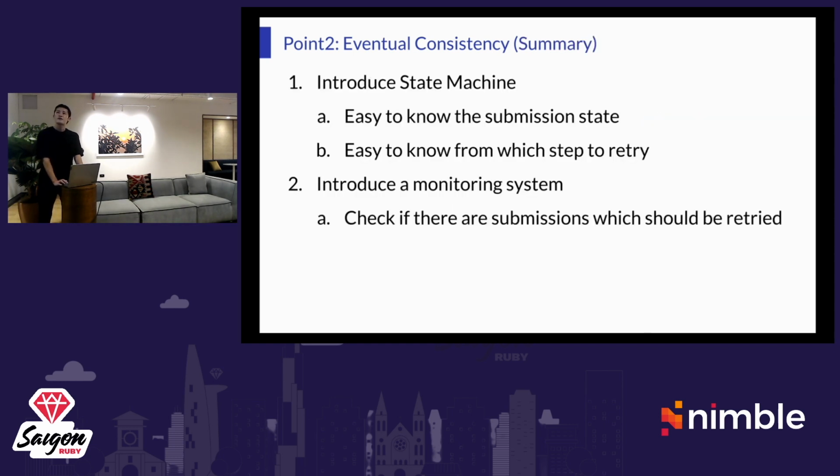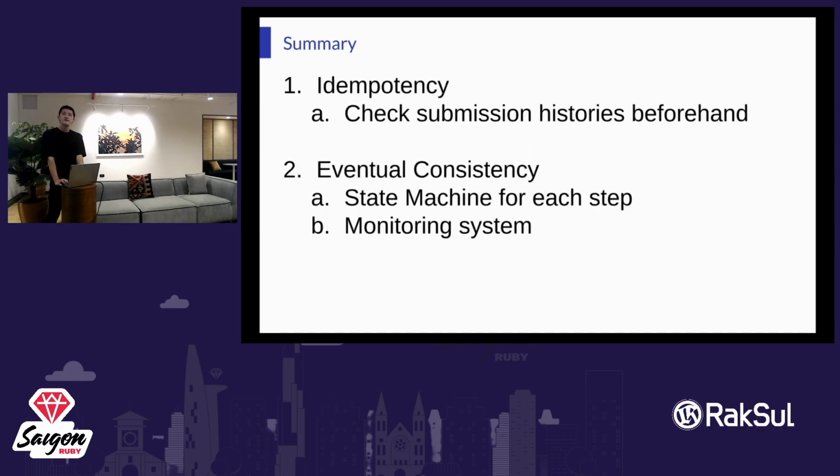So for the summary of point 2, eventual consistency: we introduced a state machine, and it's easy to know the submission state and from which step to retry. We also introduced a monitoring system, which checks if there are submissions which should be retried. For the summary of this presentation, to make it idempotent, we check the submission histories beforehand, and to make it eventually consistent, we introduced a state machine for each step and a monitoring system. That's it. Thank you.